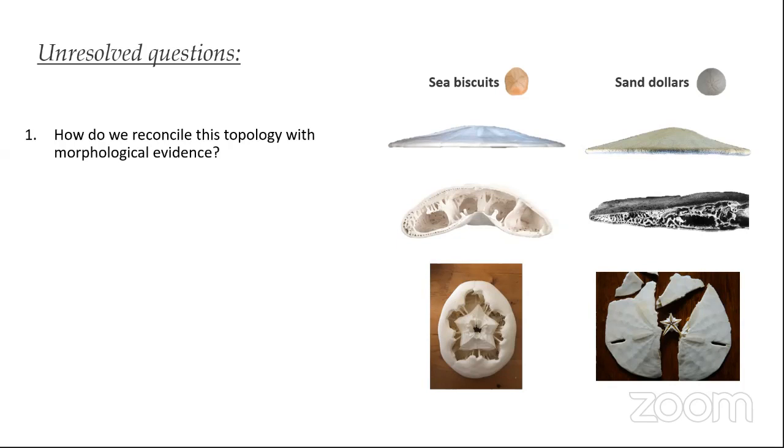Like I told you, the sea biscuits and the sand dollars, the clade that unites the two of them is supported by a wealth of morphological synapomorphies, including extreme test flattening, the presence of internal test reinforcements, which are found in no other clade of sea urchins, and the fact that they both have teeth, so the star-like structures in the center of the test are the Aristotle's lantern, the tooth apparatus, which is absent in the adults of all other irregular lineages, which is a broader clade that both of these belong to.